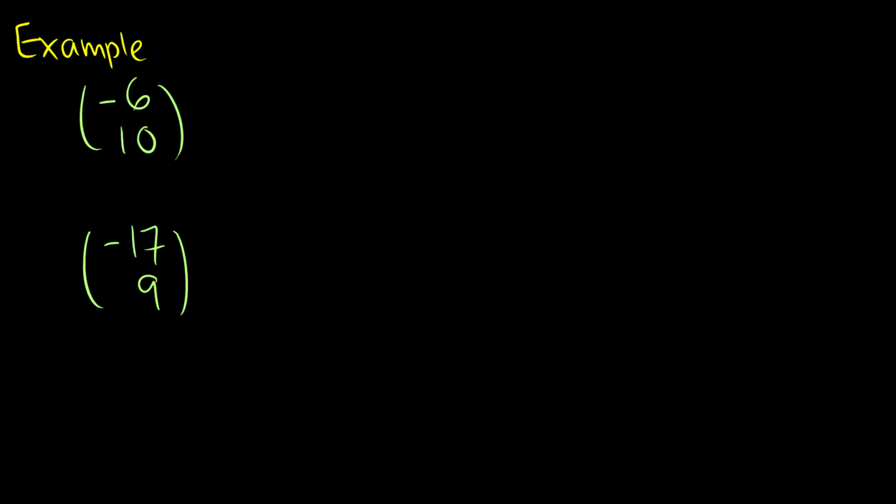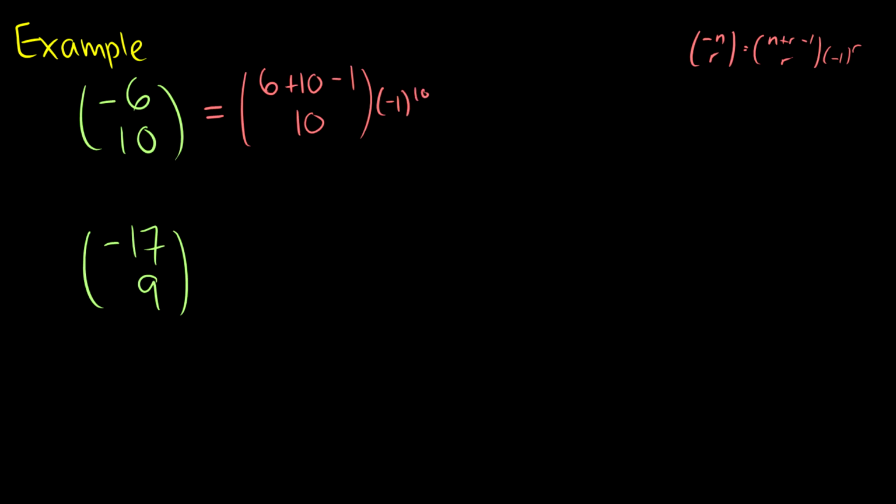So let's do a couple examples. I'm going to leave this formula over here on the side: negative n choose r is equal to n plus r minus 1 choose r times negative 1 to the r, because I think it's more important to be able to do these quickly than to write out every single step. So this is just going to equal 6 plus 10 minus 1 choose 10 times negative 1 to the 10. So this is just going to be 15 choose 10. So negative 6 choose 10 is the same thing as 15 choose 10.